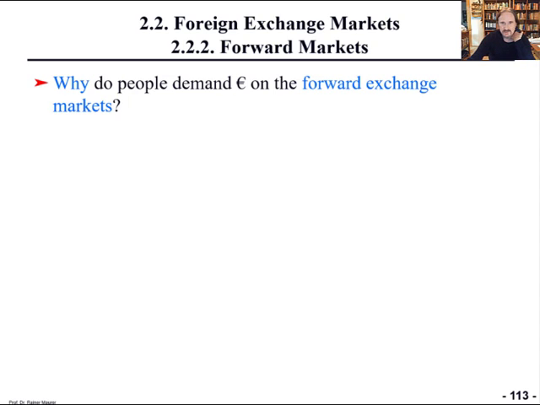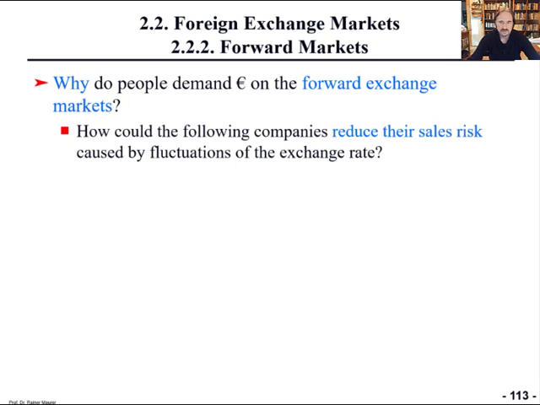Now we have already seen in lecture 9 why people engaged in international financial investments use forward markets. Now I would like to show that also people engaged in international trade with goods and services have a strong motive to use forward exchange markets. Let's, for example, consider how the following companies could reduce their sales risk caused by fluctuations of the exchange rate.